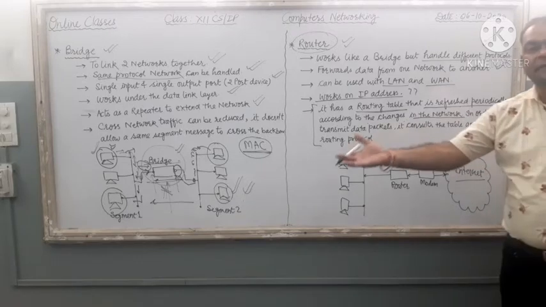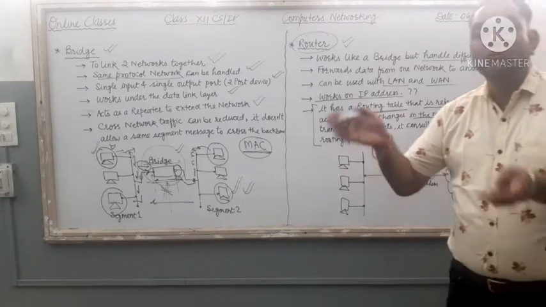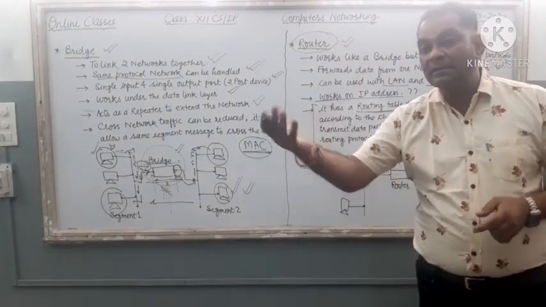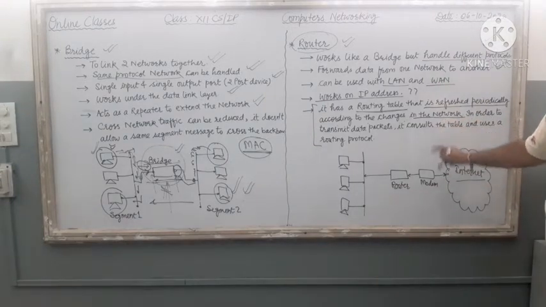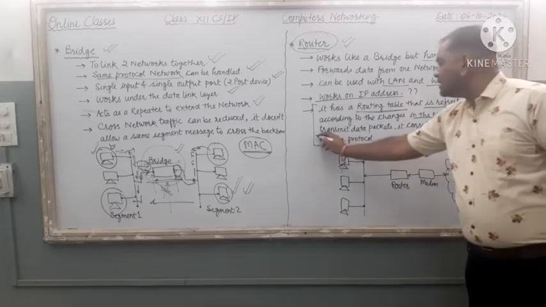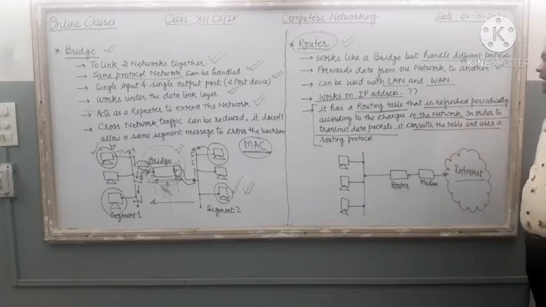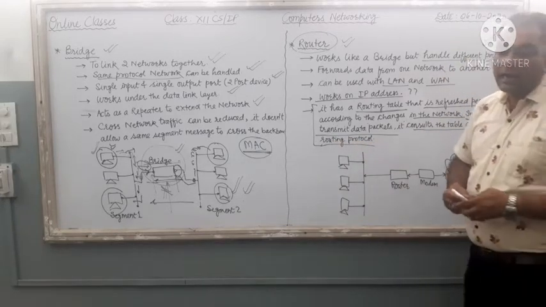Right now you have 7 PCs in your network and the routing table is set for that. After 1 month you install 3 more PCs in your network. Now the total number of PCs is 10. According to that, the router refreshes the routing table, right? In order to transmit data packets, it consults the table and uses a routing protocol, right?